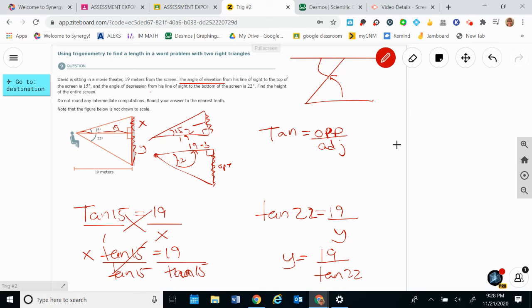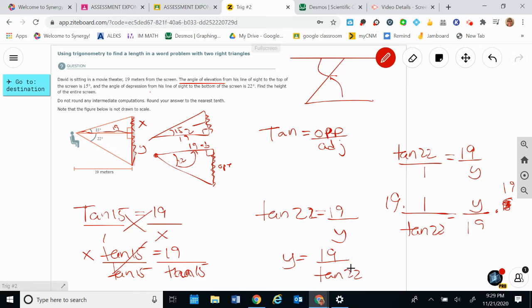Look, if you have the tangent of 22 over 1 is equal to 19 over y, you can flip both of these fractions. Did you know that? You can do that. You can flip them both. And then all you have to do is multiply both sides by 19, not by 15. Let's try that again. By 19. And then you get the same answer, 19 divided by tan 22. See? It's kind of a fun way to do it. Next.